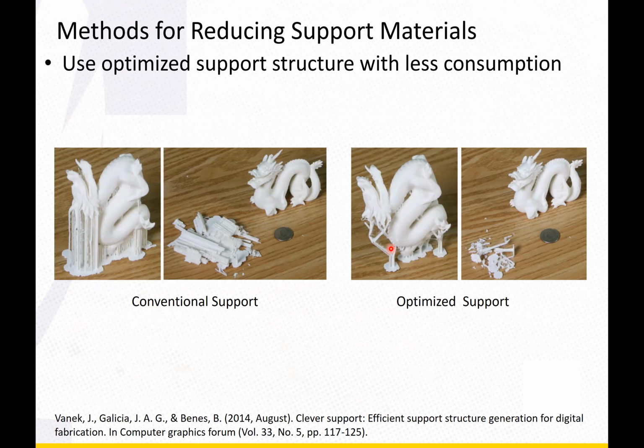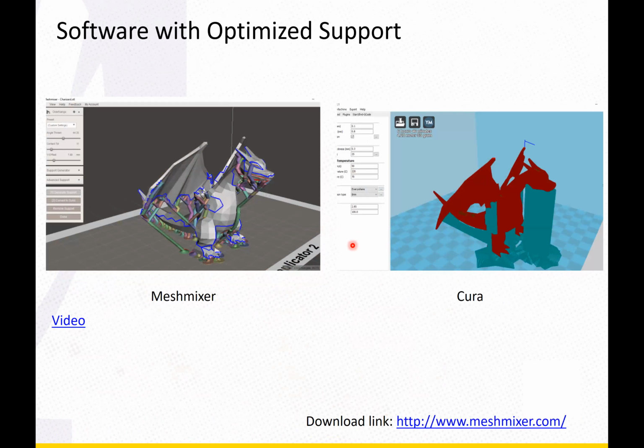Actually, besides research, there is some commercial software that also did some work, like Meshmixer. You can see they produce some support like this instead of the one generated by Cura. Cura generates the regular support material, but Meshmixer generates an optimal one.